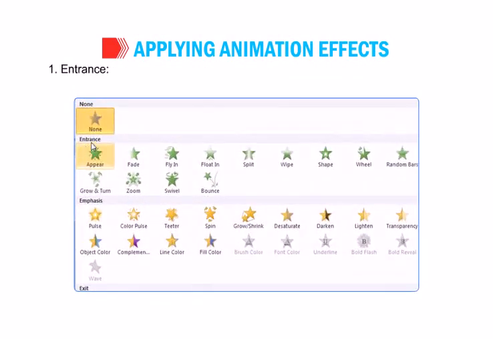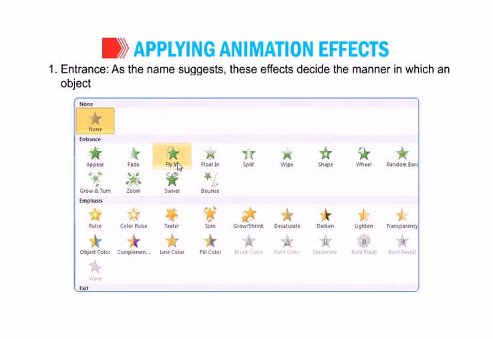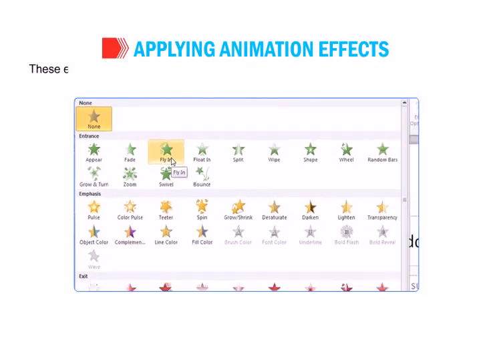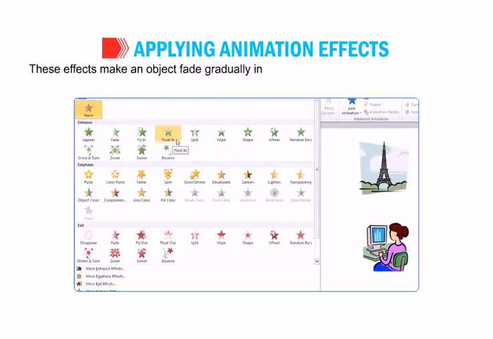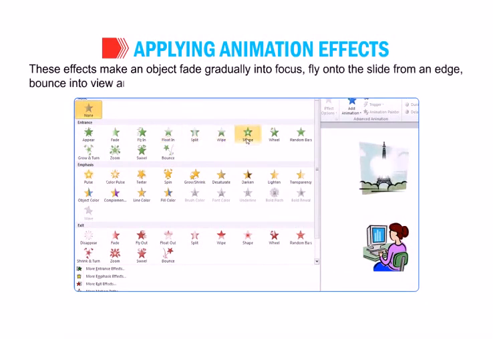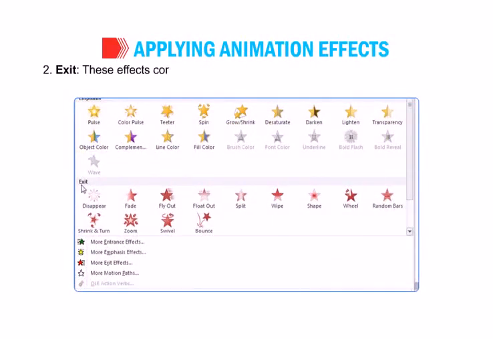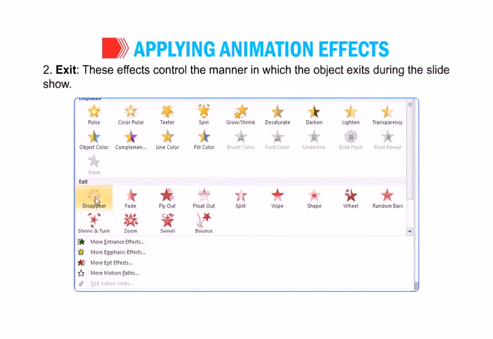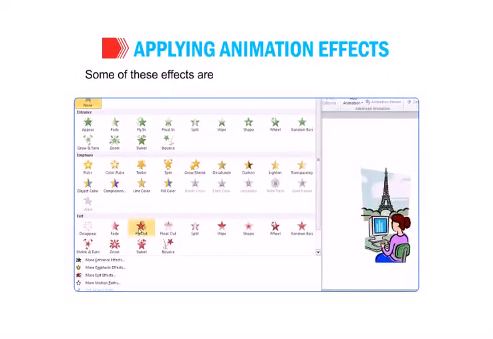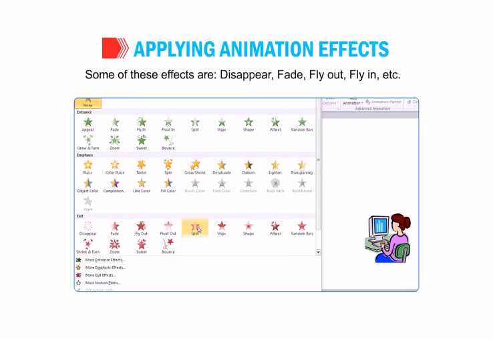Number 1. Entrance. As the name suggests, these effects decide the manner in which an object enters into a slide during the slideshow. These effects make an object fade gradually into focus, fly onto the slide from an edge, bounce into the view and so on. Number 2. Exit. These effects control the manner in which the object exits during the slideshow. Some of these effects are disappear, fade, fly out, fly in, etc.